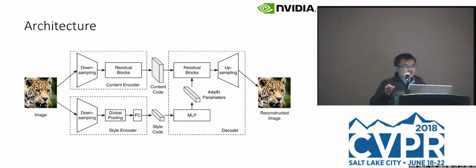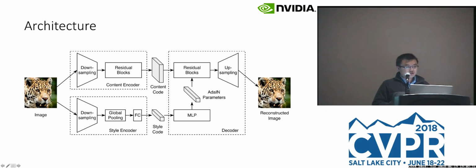We use a special network architecture. We call it the AdaIN autoencoder. For the input image, we have two encoders. One is the content encoder, which is basically some convolution operations followed by several residual blocks. And we also have a style encoder to extract the style, similarly with some convolution operations, followed by global pooling and a fully connected layer to extract the style code.